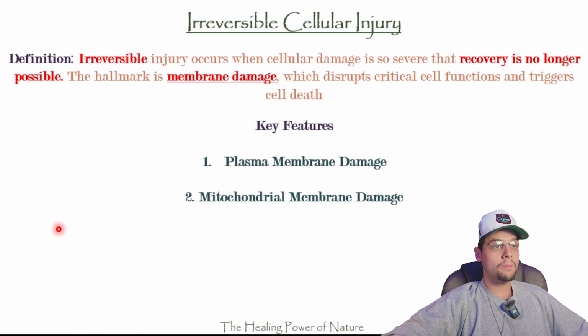Additionally, mitochondrial membrane damage. So destruction of the mitochondrial membrane leads to loss of ATP production due to failure of the electron transport chain. Release of pro-apoptotic proteins like cytochrome C triggers programmed cell death. Remember, cytochrome C is normally within the mitochondria and used in normal physiology, but when it leaves, it causes apoptosis.